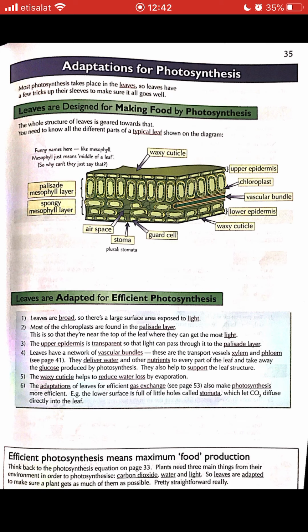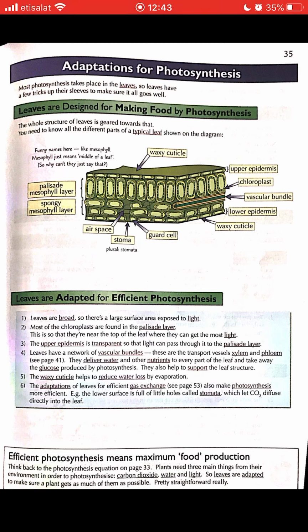You've got a waxy cuticle, and that helps to reduce water loss by evaporation. So again, when it's hot, you're keeping as much of the water as possible in the leaf. And the plant has adaptations for efficient gas exchange, which again we'll look at in more detail in a later topic. But it has these little holes, they're stomata, and they allow carbon dioxide to diffuse directly into the leaf.